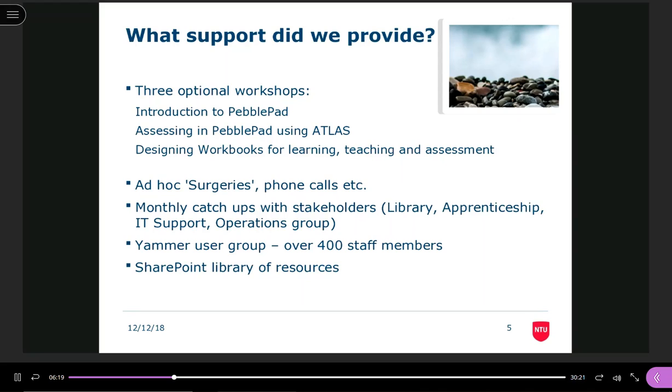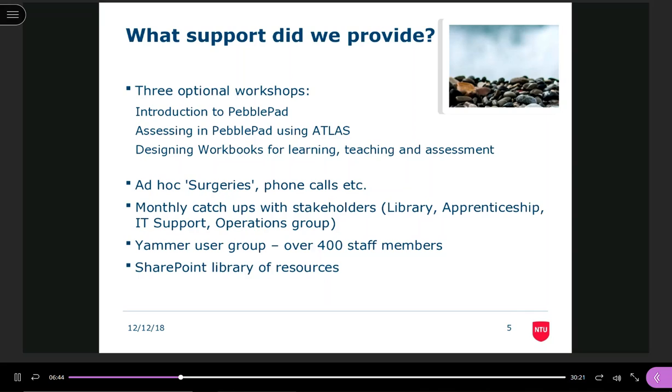So we had a really general introduction. We had one specialising in using Atlas, which is the assessment side of things, if you're not familiar with PebblePad, and that's a whole other area, so we decided to do that separately. And then the one that we wanted to talk about today was a workshop for designing workbooks, to focus on that.